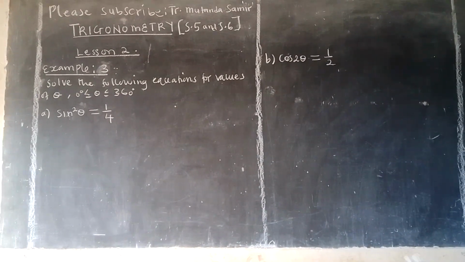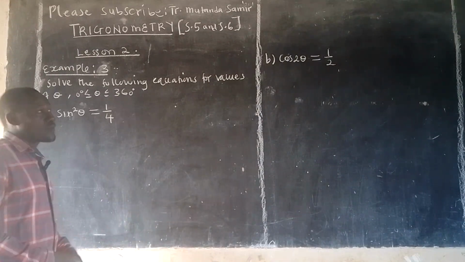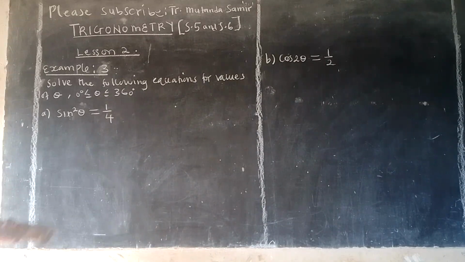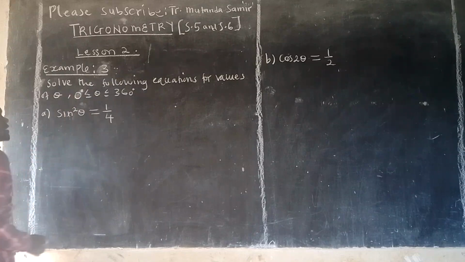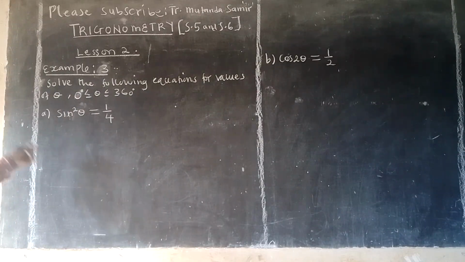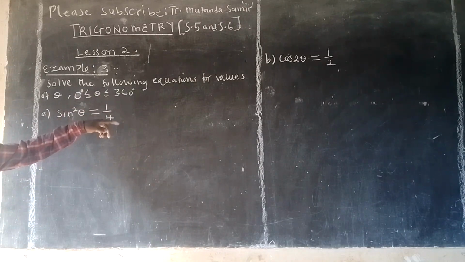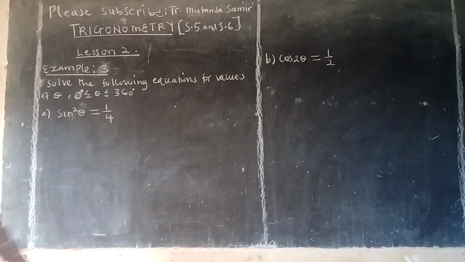Okay, let's proceed with example 3. They're saying solve the following equations for values of theta between 0 degrees and 360. It is another example. We are still growing up in trigonometry. The range from 0 to 360 means our answer shouldn't exceed that level. All right, good. Let's start with this first example here.